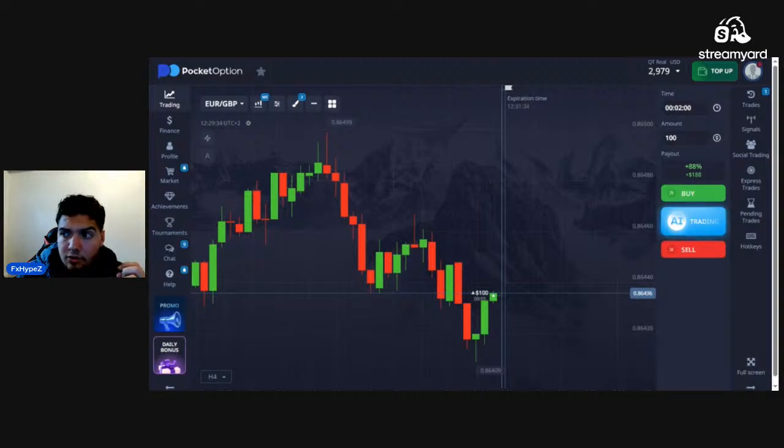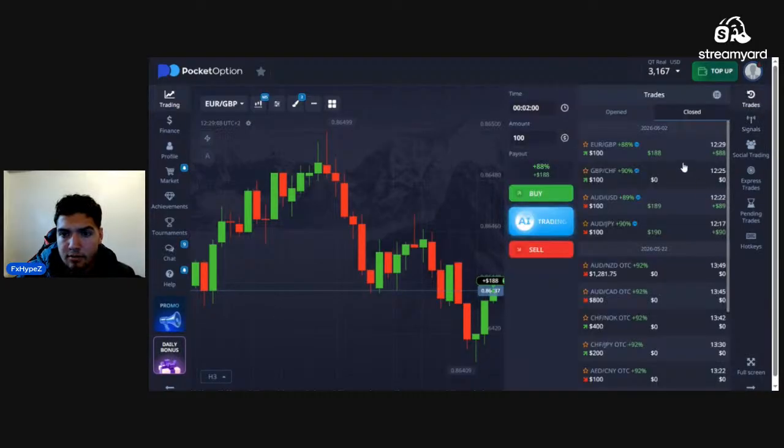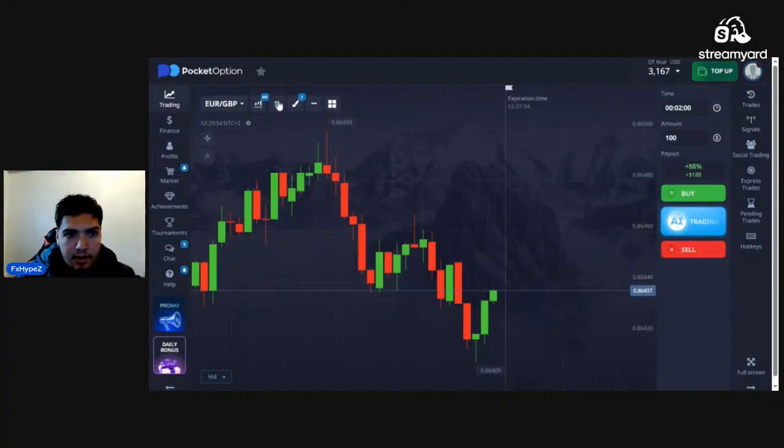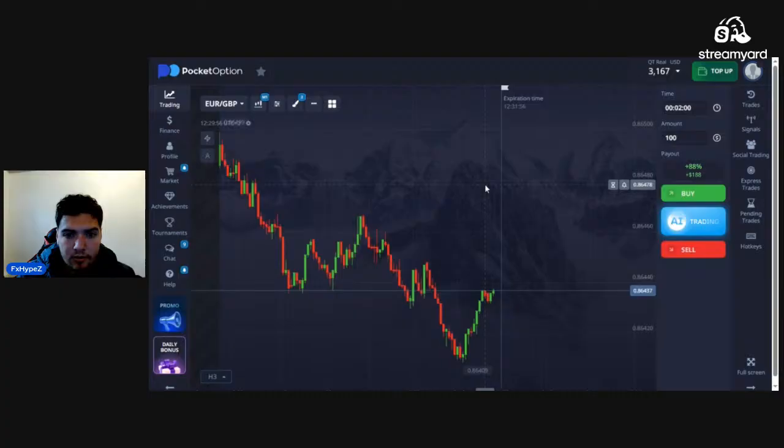It's going to be a very, very close call. If we win this trade, we're going to win it by a couple of points. And we do indeed. That's an 88% payout. Beautiful. We won the trade by 2 points.